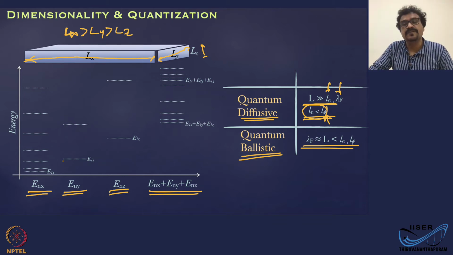That is the point. So the point here is, to observe quantization, you need larger mean free path, you need higher mobility. You need less number of scattering events. That is the take home message. Okay.